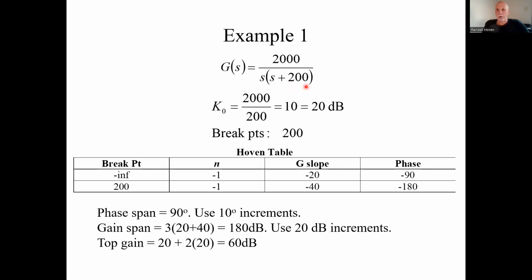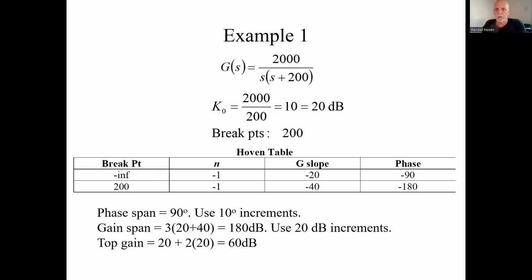There's only one breakpoint. It's at 200. So we have the breakpoint at minus infinity, which will be a -1, and the breakpoint at 200, which is another -1. So the cumulative is -1 and -2. So the gains are -20, then -40, and the phases are -90, and then -180. This is just how to scale your graph.